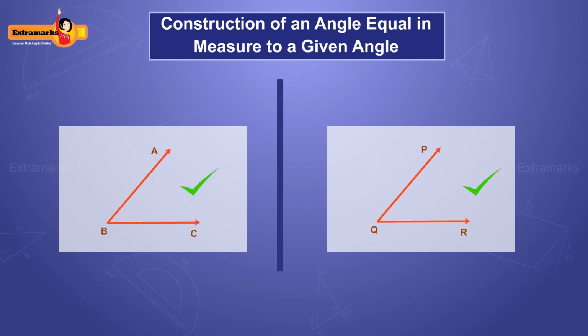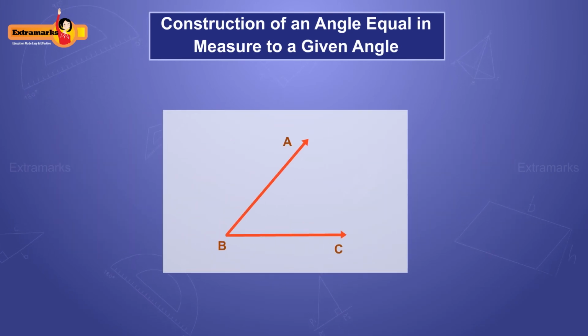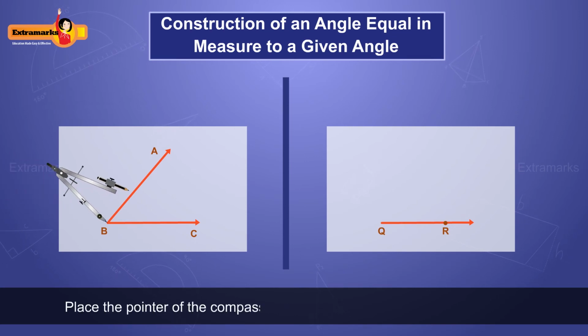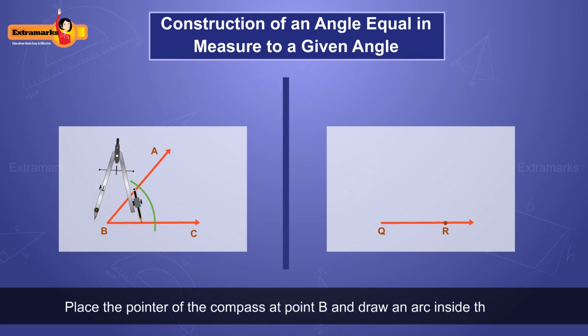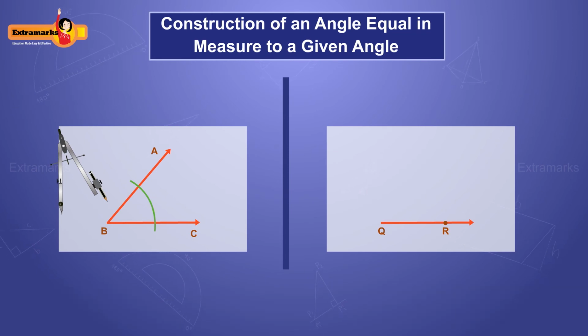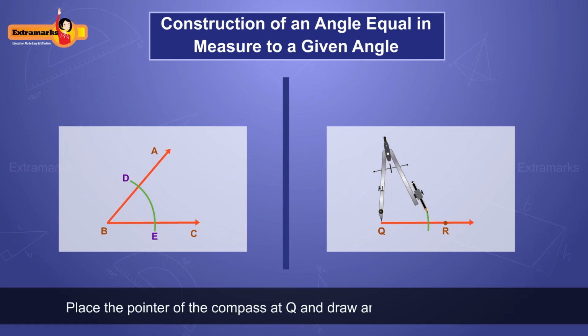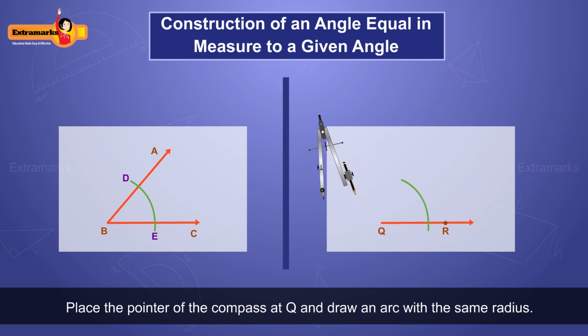Let us now learn to make a copy of a given angle. Let ABC be the given angle. We are going to construct a copy of this angle. For this, draw a ray QR as shown here. Place the pointer of the compass at point B and draw an arc inside the angle. Let it intersect rays BA and BC at points D and E respectively. Now, place the pointer of the compass at Q and draw an arc with the same radius. Let it intersect QR at point T.